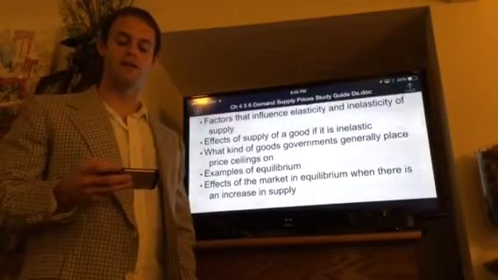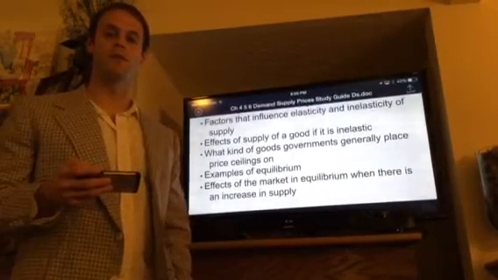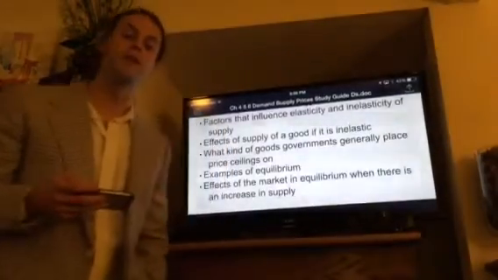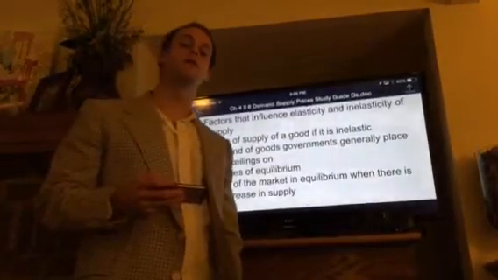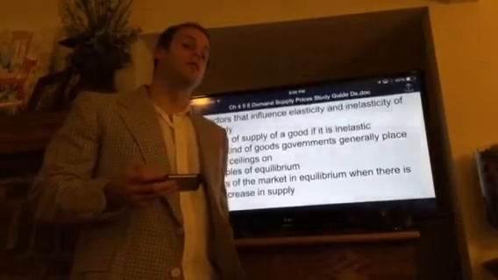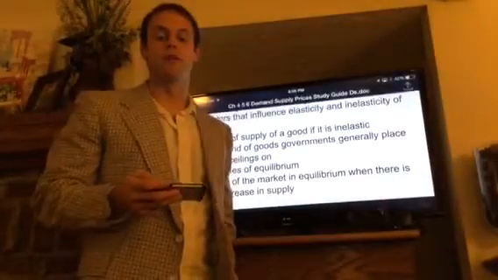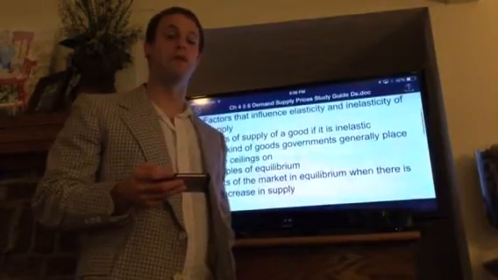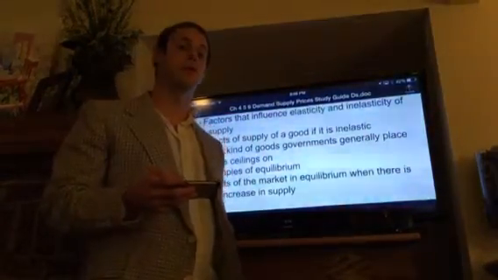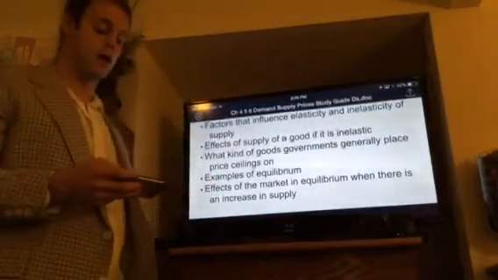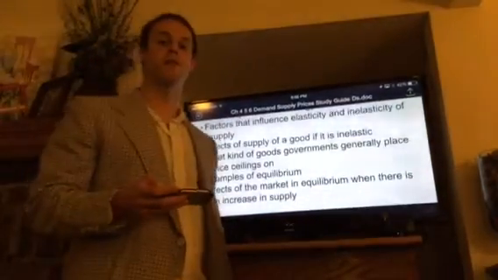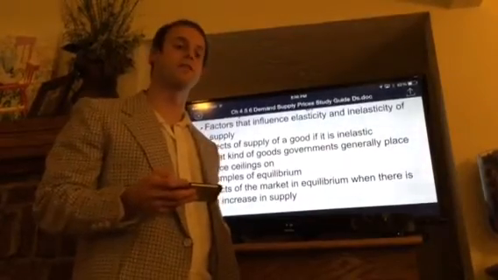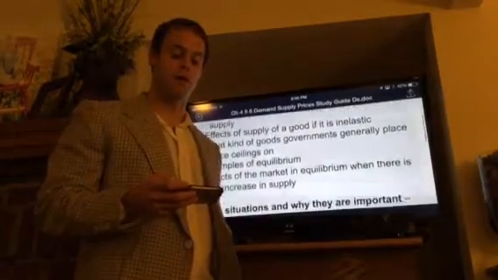Factors that influence elasticity and inelasticity of supply. Remember, if something is elastic, it's responsive to price change. If it's inelastic, it's not responsive to price change. So when you're looking at gasoline, if gasoline goes up to $10 a gallon, gasoline is going to be inelastic because people are going to buy it no matter what. If it's elastic, things like necklaces, watches, things like that, goods that when a price change happens, consumers respond.